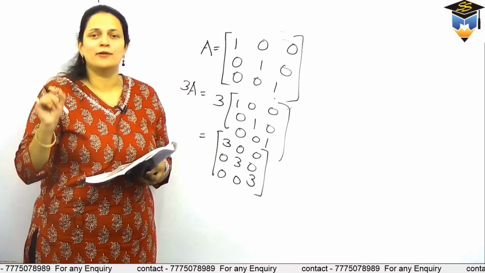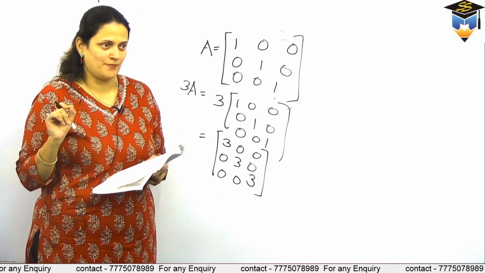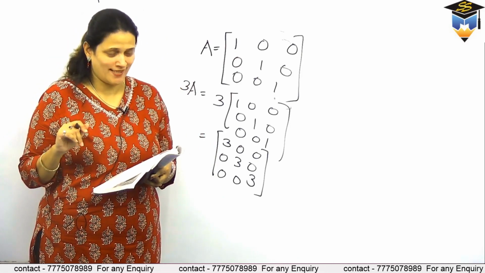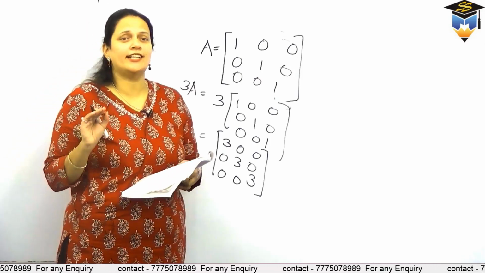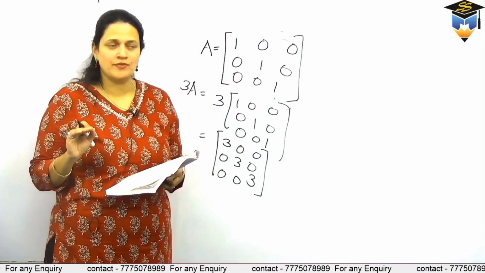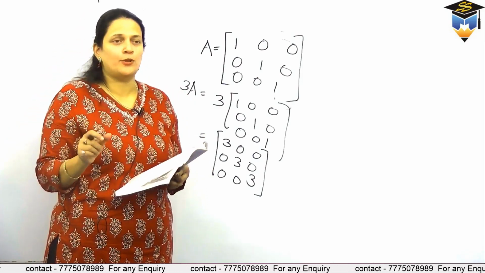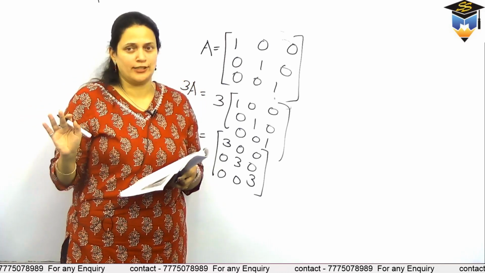Did you observe what I have done? I have multiplied a scalar 3 to each and every element of the unit matrix. So now I have got a scalar matrix which is not a unit matrix or an identity matrix. Understood? So you have to know the actual difference between an identity matrix and a scalar matrix. It is not that difficult at all.